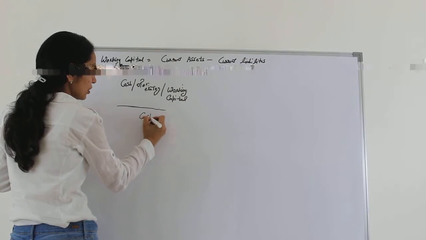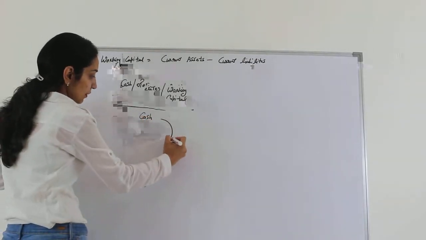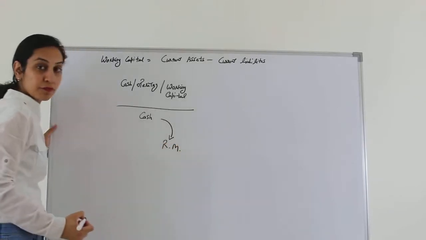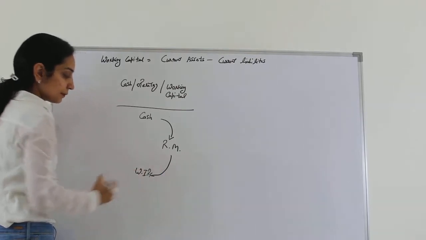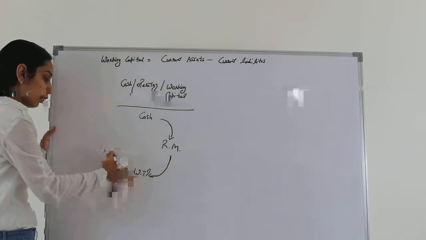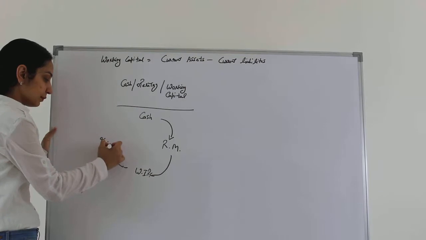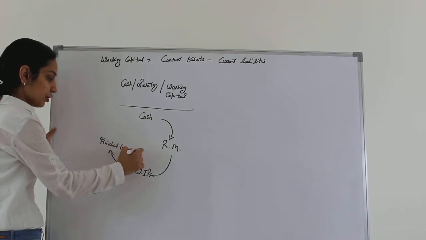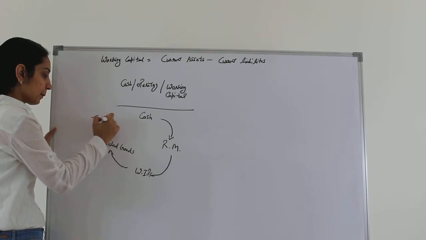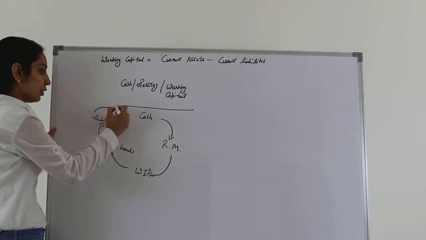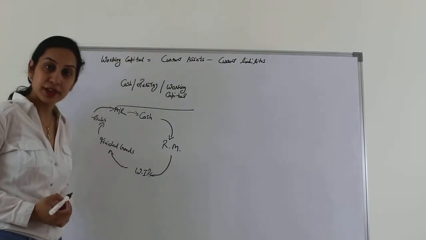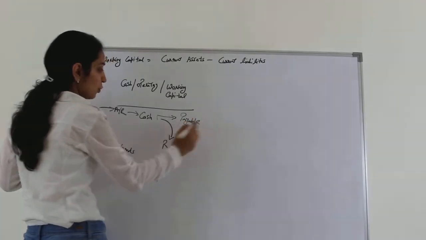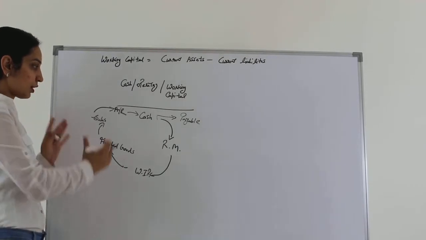A business has cash in hand. With cash, they will be buying raw material. The raw material will get converted into work in process. The work in process will get converted into finished goods. The finished goods will get converted into sales. The sale will get converted into accounts receivable, and accounts receivable again will get converted into cash. There is one more angle of this, payable. When you have cash, you pay to the creditors too. Let's try to understand it.